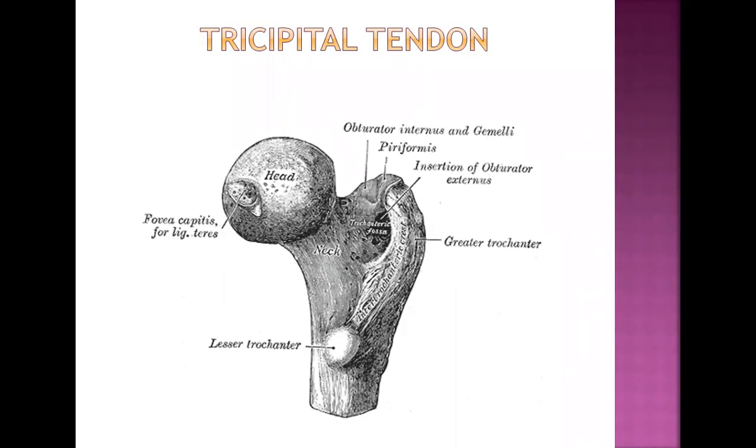There is the trochanteric fossa on the medial surface of greater trochanter, but that is not for insertion of obturator internus. Obturator internus and the gemelli get inserted superior to the trochanteric fossa. So please remember that point. Then the tricipital tendon, or another name is triceps coxae, refers to obturator internus and the gemelli together. Whereas the trochanteric fossa is for insertion of another muscle called obturator externus. Keep that in mind.